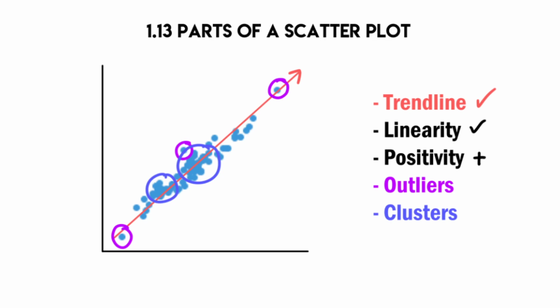So again, we got all of these different things here. We have our red trend line. This is a linear graph. I could draw a straight line through it. It is a positive graph because it's moving in an upwards direction. The outliers are circled in purple. Those are the ones that are separate from most of the data. And then the clusters are the really tight groups of data.